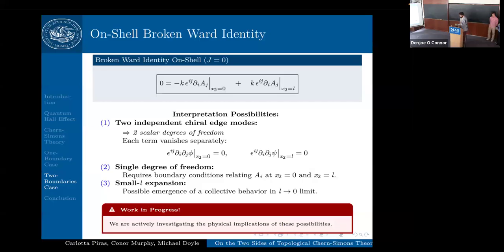Another possibility which we are still exploring is relating the gauge fields on either boundary by some sort of a parameter. This could be some parameter of proportionality, or it could be the width of the strip in the case of a small L expansion.